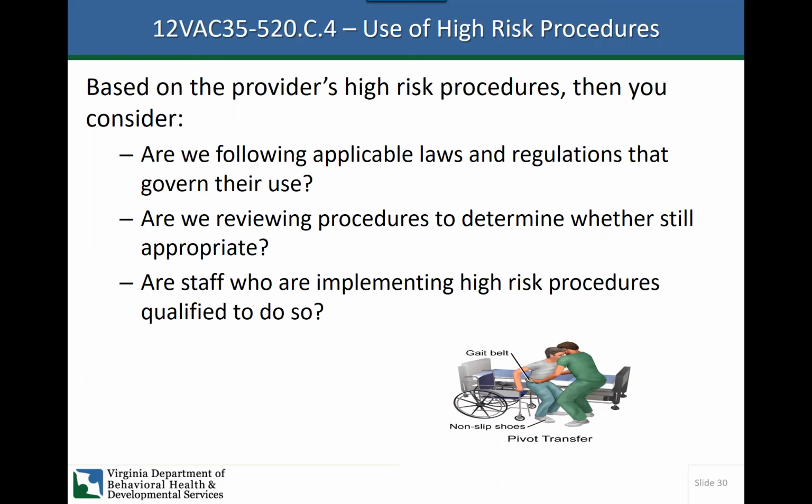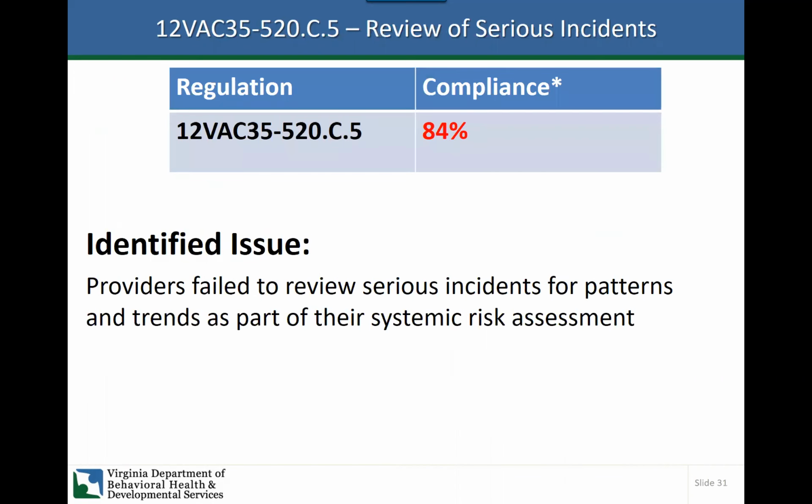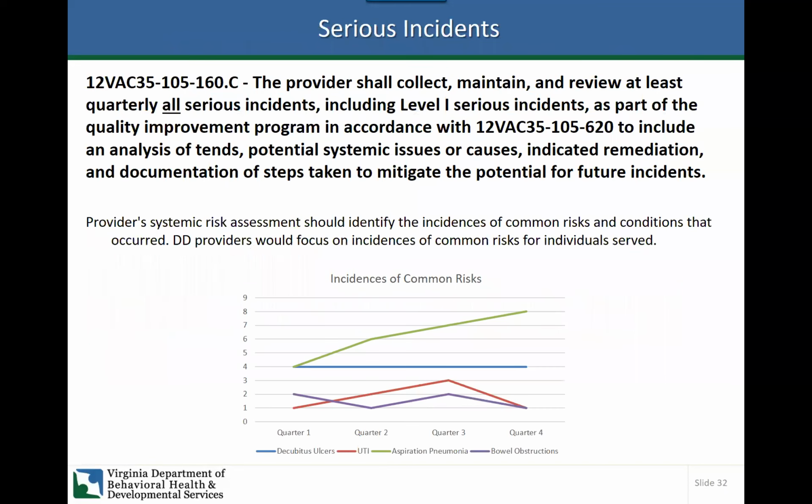Then we move to C5, and that is review of serious incidents, which was at 84%. I think the identified issues we saw here related to failure to review for patterns and trends. So let's go to the next slide and do a little bit of reminder here about the review of serious incidents. So 160C says that the provider shall collect, maintain, and review at least quarterly all serious incidents, including level 1 serious incidents, as part of their quality improvement program in accordance with that 620, to include an analysis of trends, potential systemic issues, indicated remediation, and documented steps to mitigate the potential for future incidents.